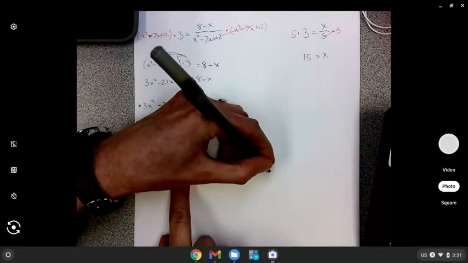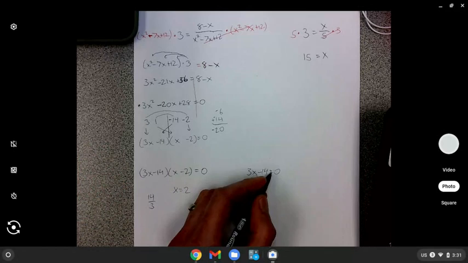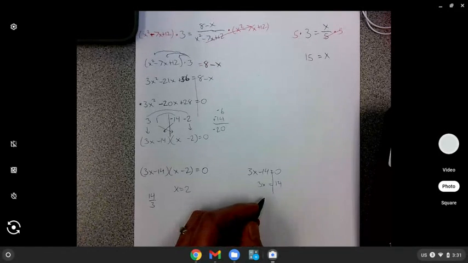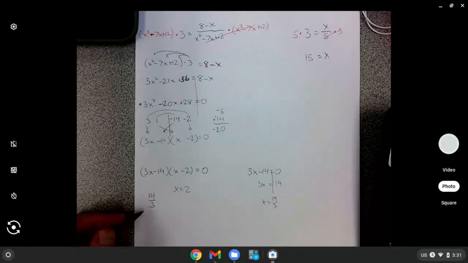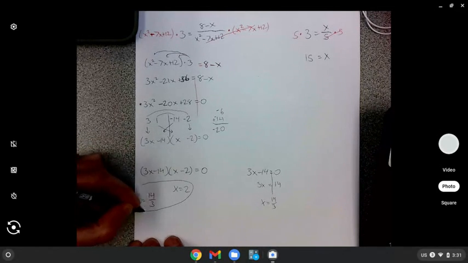3x minus 14 equals 0. If you could do it in your head, great. It ends up being 14 thirds. But you could solve this for x. You could add 14 to both sides and then divide by 3. And you're going to see that that's my solution that I got here. So those are the two values of x.